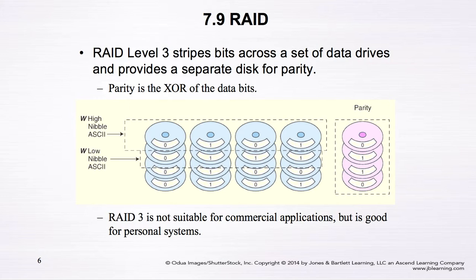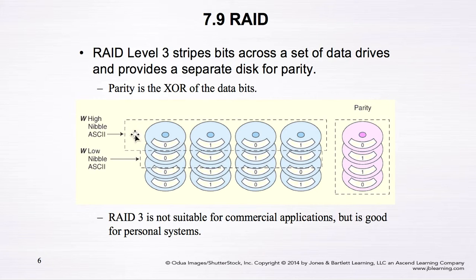The next type of RAID technology is what we call RAID level 3. Basically, the data is striped bit by bit across a set of data drives, and a separate disk is provided for parity. So you can see that here is a different disk to store the information. In this way, the information gets divided into bits that are written to different disks.